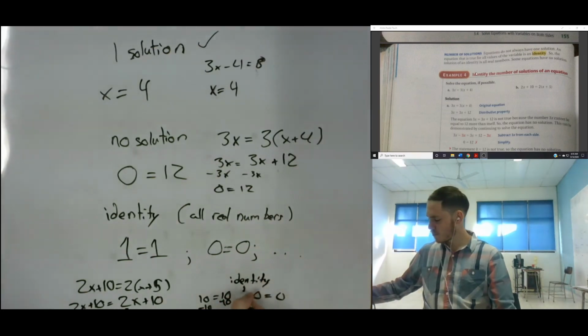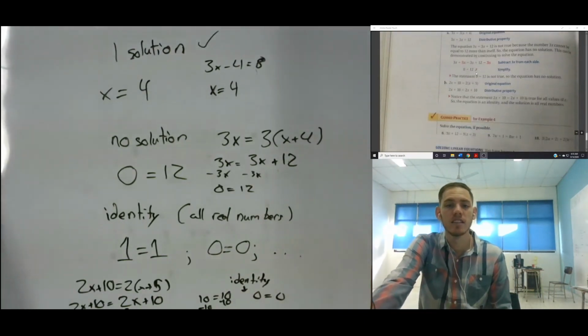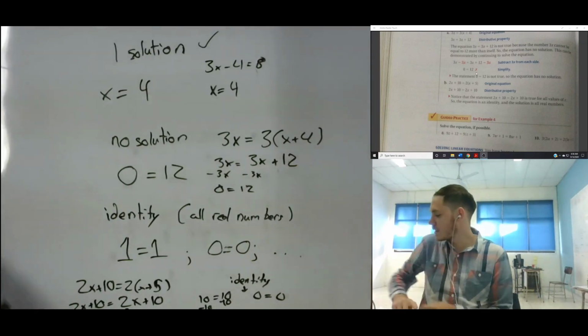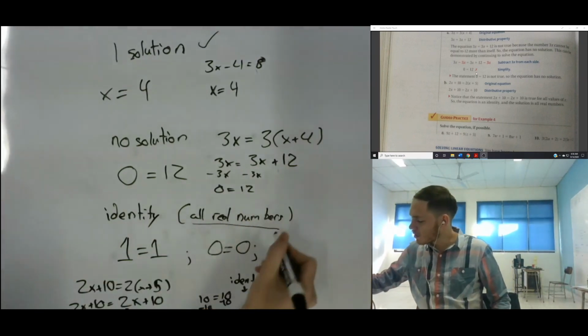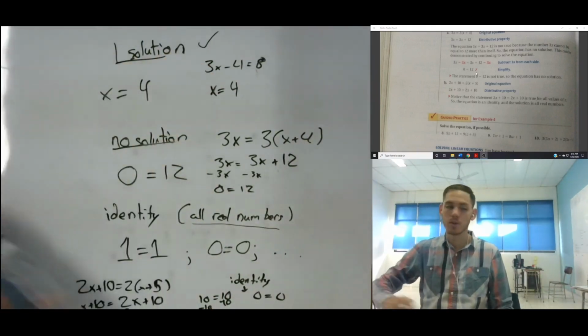Okay, right here. Okay, that is the idea. So the solution would be all real numbers right there. So we have all real, no real solution, or one solution.